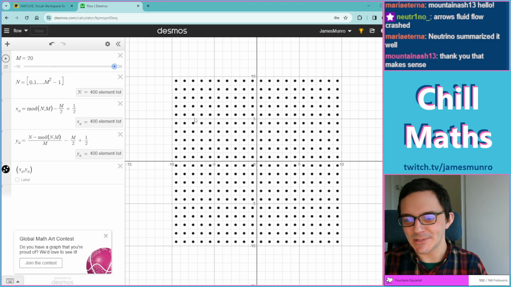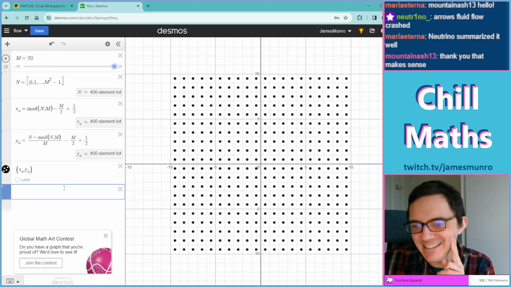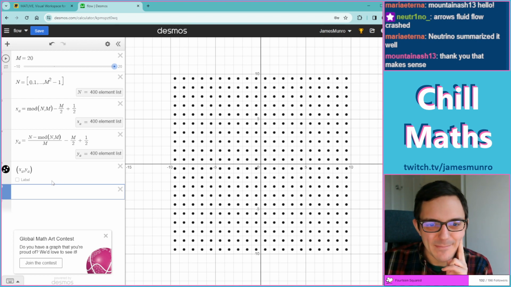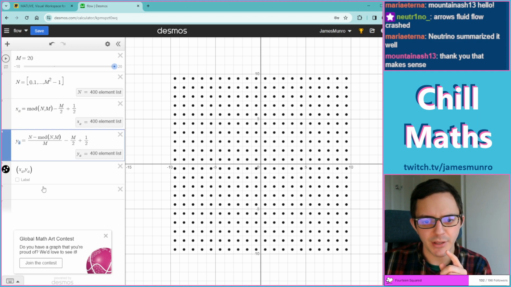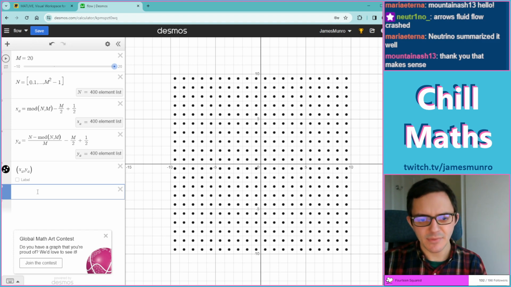Arrows crashed Desmos. We'll try and draw loads of arrows in Desmos all at once. It doesn't like that very much. I want to give these things better names, I think. I can't remember why I put subscript A on everything. I'm going to keep doing something like that.